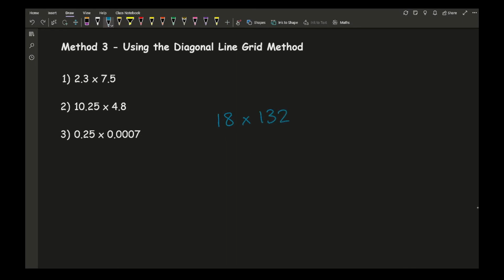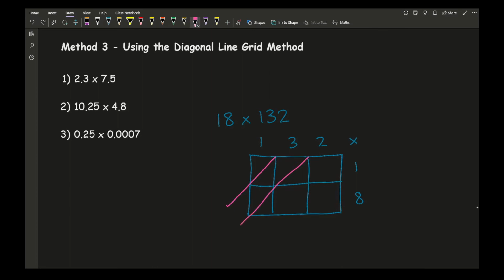So what I'm going to do is set up a grid. With this, it's a little bit more complicated. Now, I realise I'm going to do the opposite order. So I'm going to set up this grid, and I've got 1, 3, 2, and I've got 18, and I'm multiplying. From this, I'm now going to draw some diagonal lines. It's important how you draw your diagonal lines, and they should go from one corner of the square all the way across to outside the grid. And so what you should have is something that looks like this.